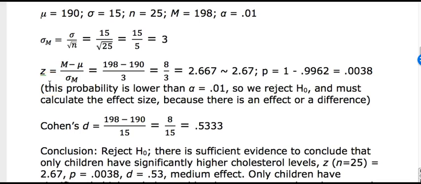Z is equal to, so we're going to do the z statistic, right? This is our hypothesis test. We're going to take our sample mean, subtract population mean divided by standard error. So it's going to be 198 minus 190 divided by 3, which is equal to 8 divided by 3, which is equal to 2.667, which is approximately 2.67. And then we look up the probability once again. We look up the probability for 2.67. Let me pull up the standard.